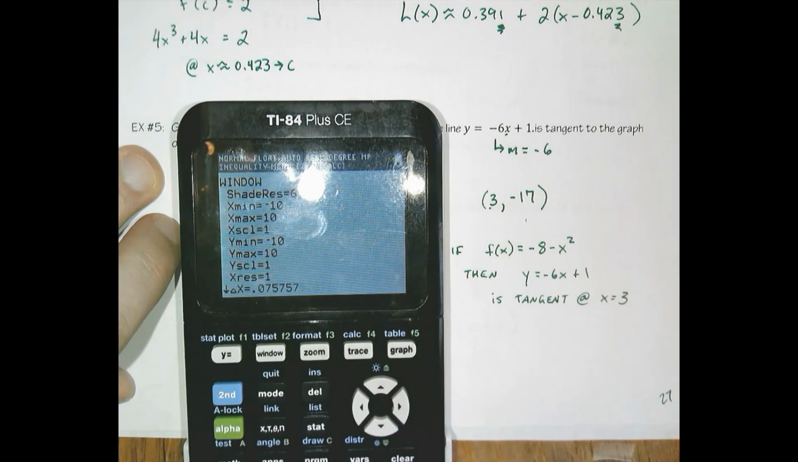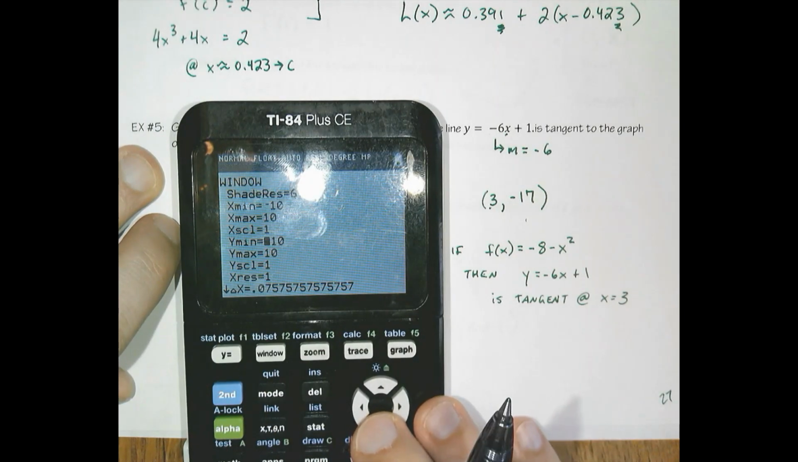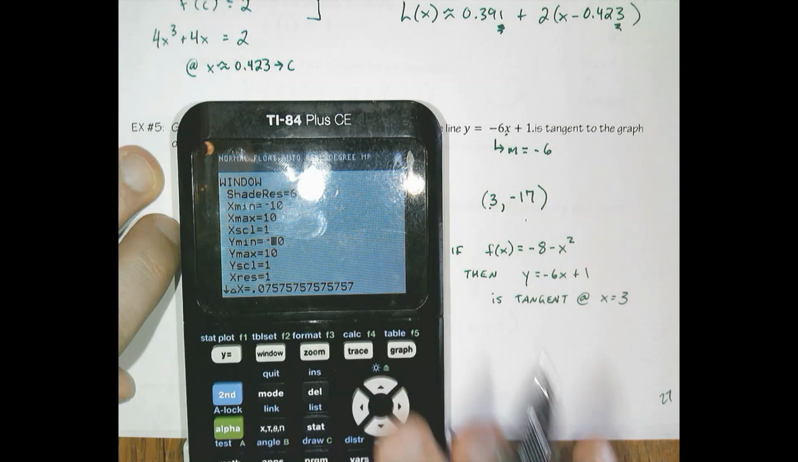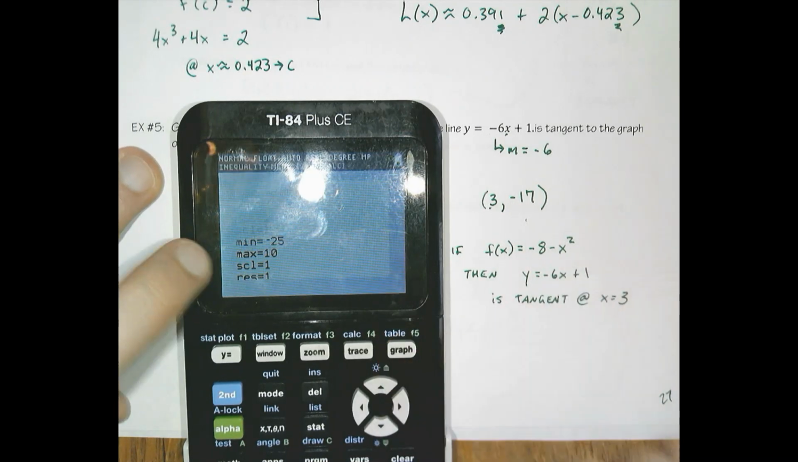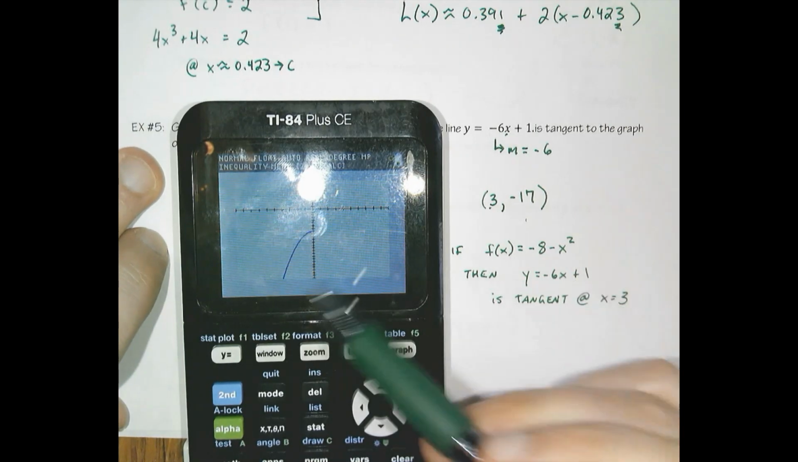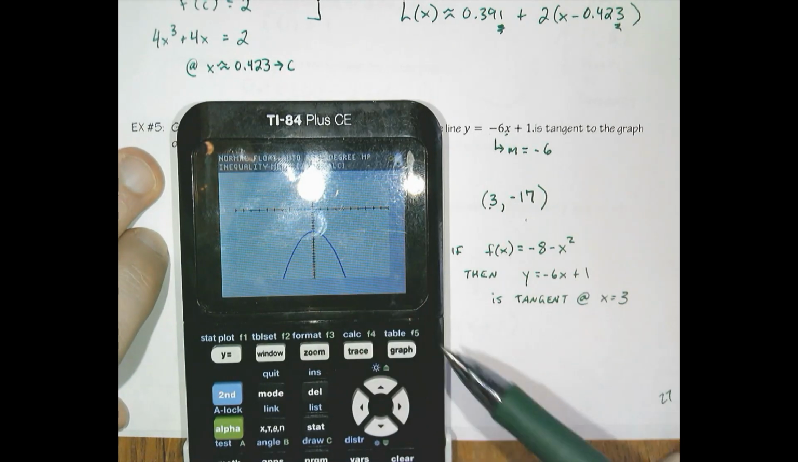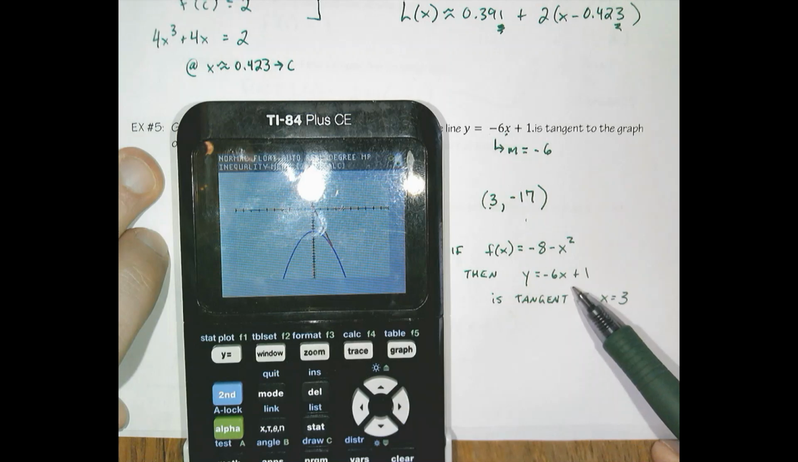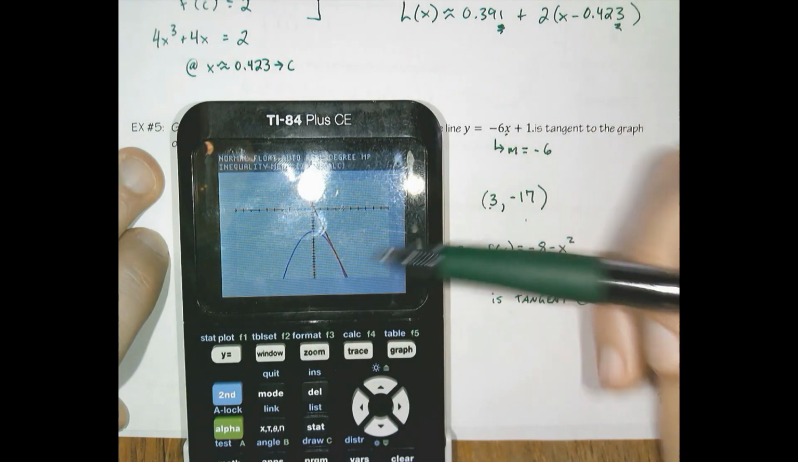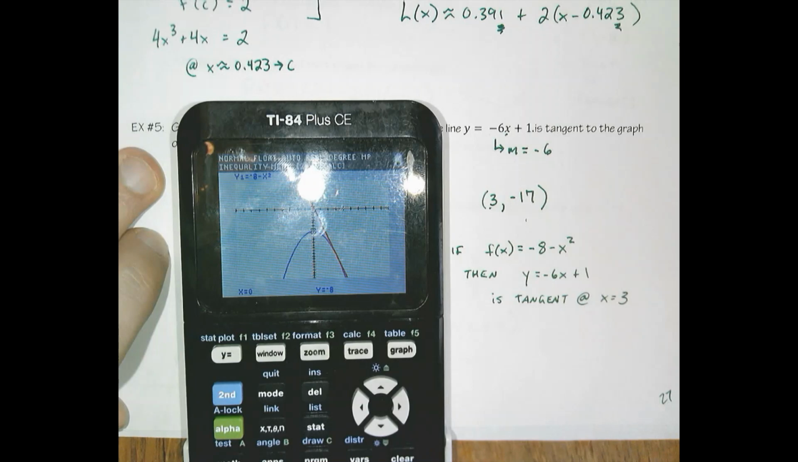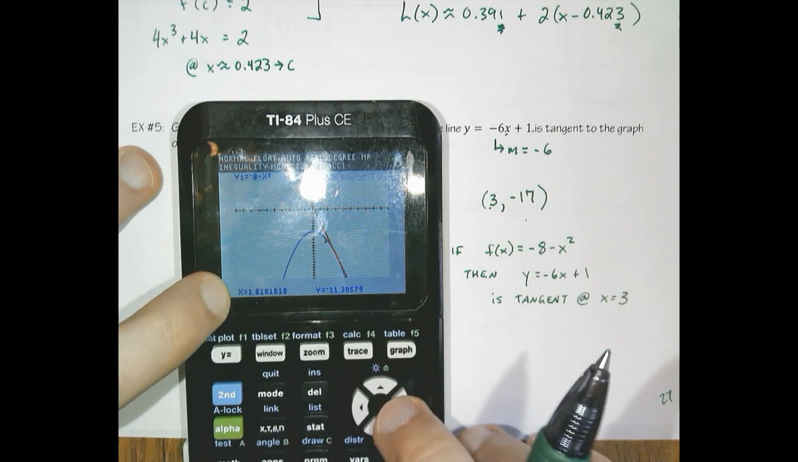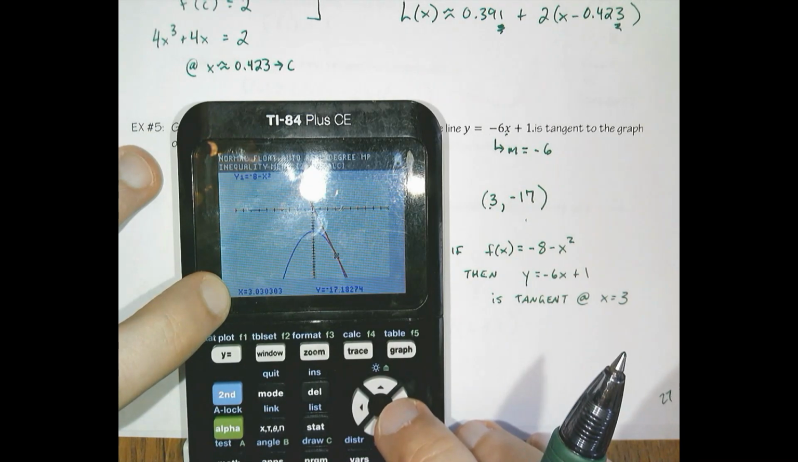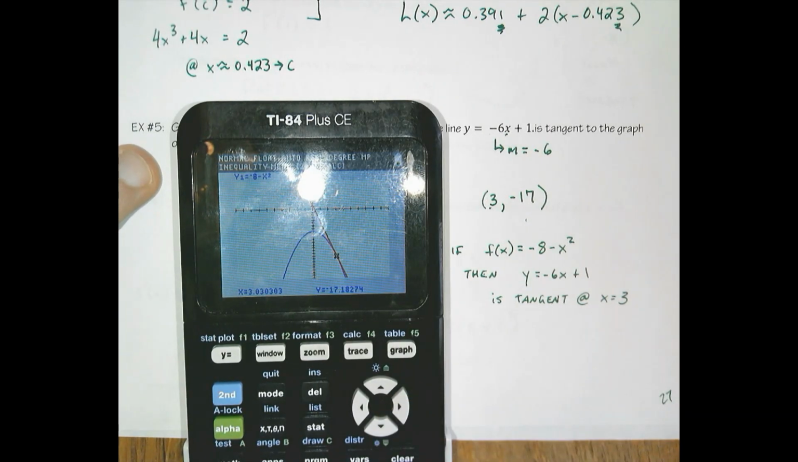Now it's off my graphing screen, so I'm going to have to adjust my view window. Let's lower our y minimum to at least -17. I'm going to go with -25. So there's -8 minus x squared. There's -6x plus 1. And if we trace to where our x value is 3, we should be hitting the point where those two curves are tangent. And visually here, it looks like that's the case.